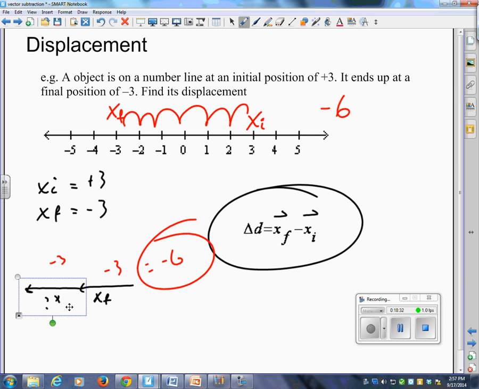This is a complicated way of doing it. I don't recommend it. But I'm showing you how vector subtraction works. Okay. I'm not showing you how to solve little simple rinky-dinky questions like this. I'm showing you how vector subtraction works. Okay, let's take displacement now to a 2D model.